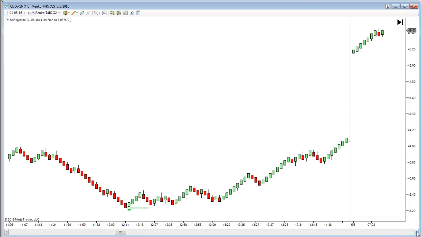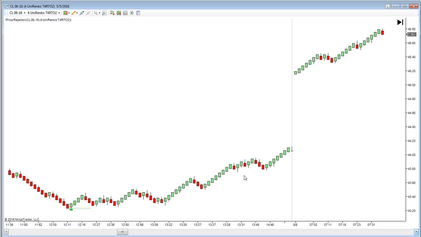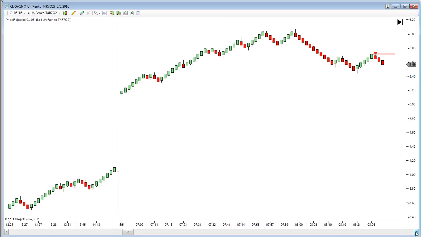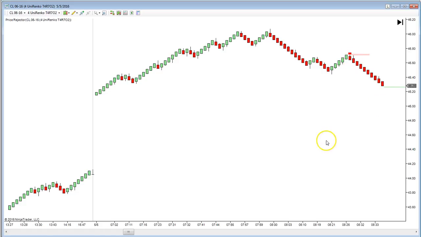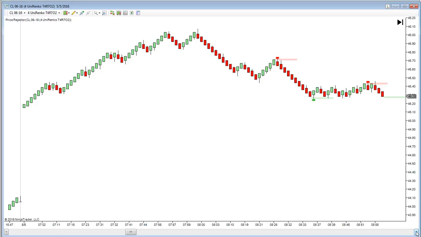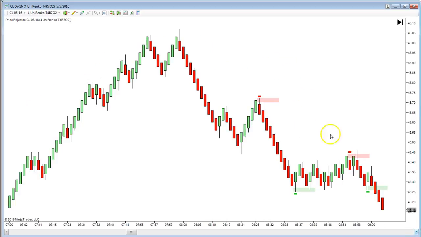Okay, so the next day is the 5th of May. Let's scroll forward a bit. Okay, so you get a sell signal here. Let's make this chart a little bit bigger. Alright, so there's a nice sell signal around 45.65-ish. You know, it trades down into the 30s. That's a good 30 points.